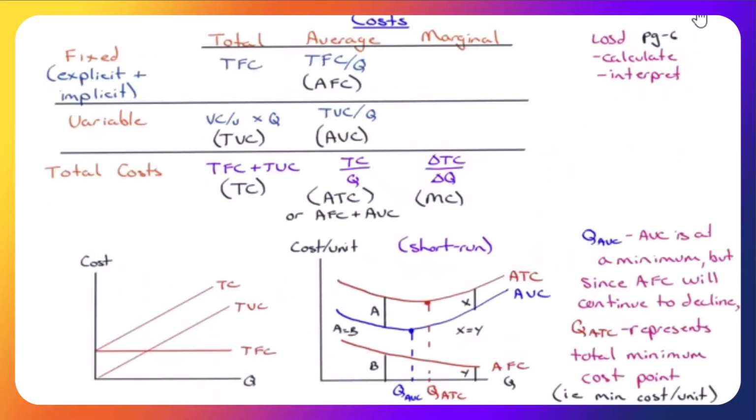All right, LOS: calculate and interpret total, average, marginal, fixed and variable costs. So everything we're doing now is about costs. We've gone through revenues. We've looked at our factors of production. Now we're going to talk about costs.